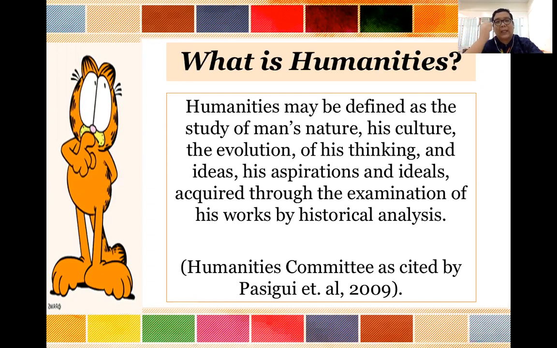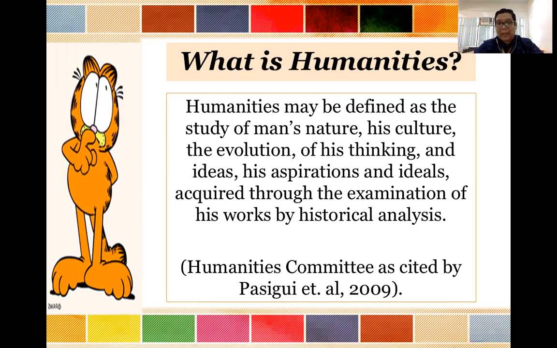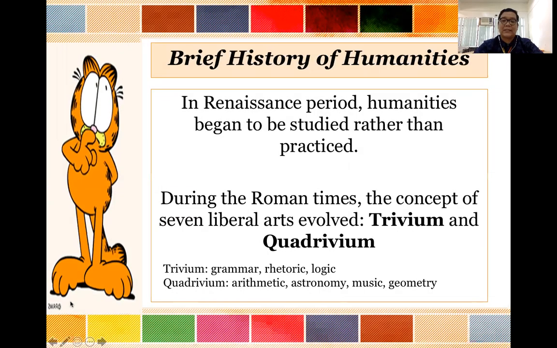And this is done through analysis of historical background, those that existed before, those that are currently going on, or those that will still happen in the future. So these are the things that we need to consider when studying humanities.